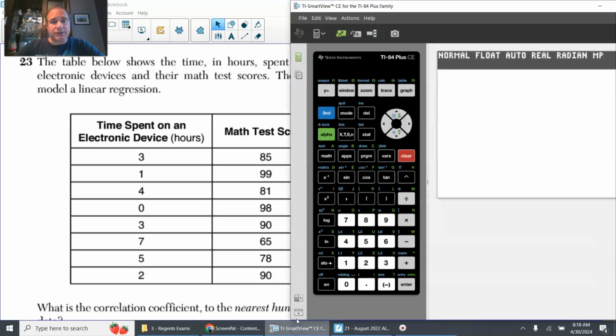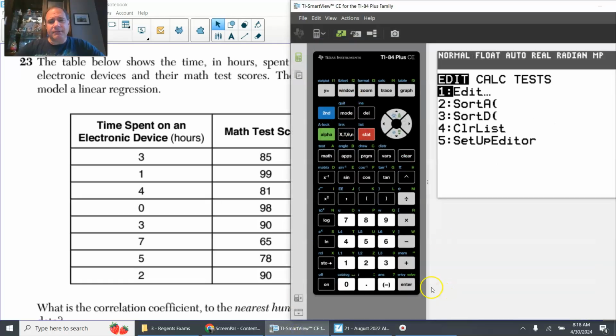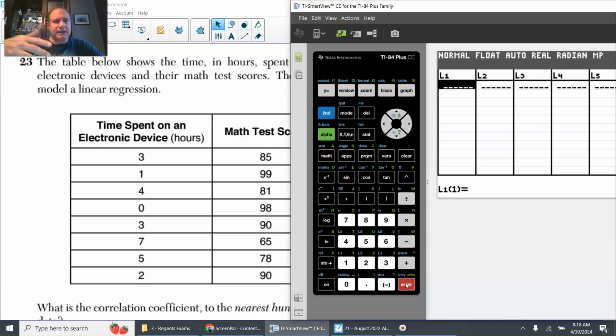We're going to grab the calculator and we're going to press stat. And then you see edit, you leave it on edit, and then you just go ahead and put the 3, 1, you press 3, enter, 1, enter, 4, 0, 3, 7, 5, and 2. And then you go to L1 and you put 85. L2, and you put 85, 99, 81.